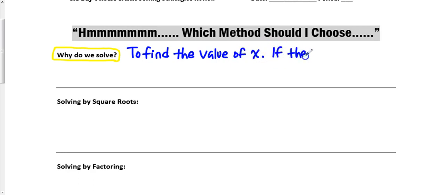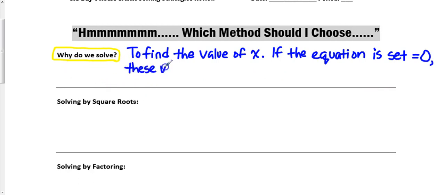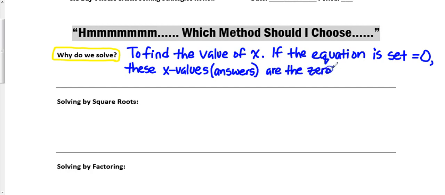If the equation is set equal to 0, these values, when I say these values, I mean these x values or answers, are the zeros, which are the x-intercepts on the graph.